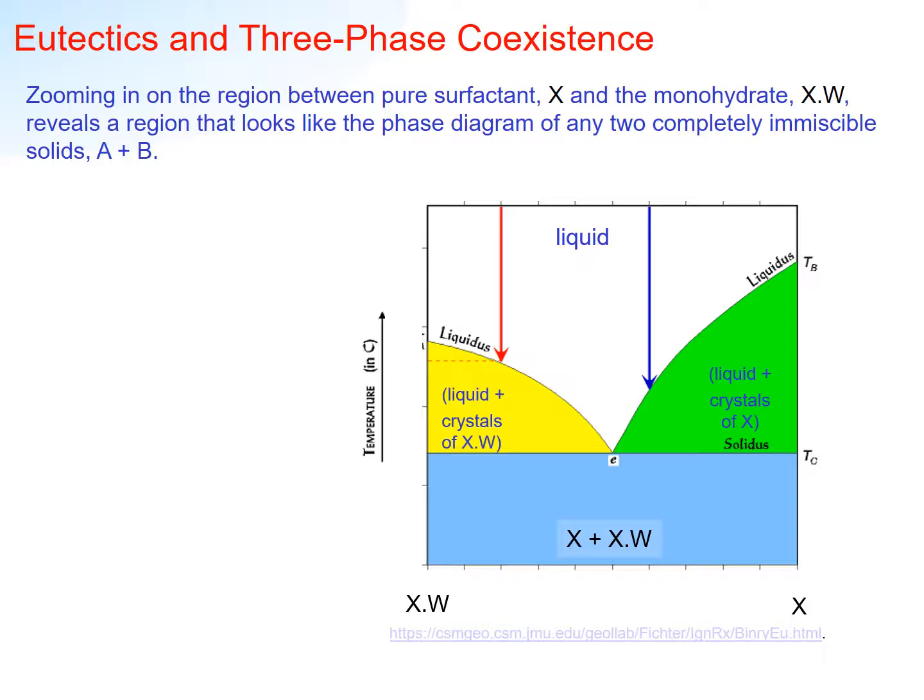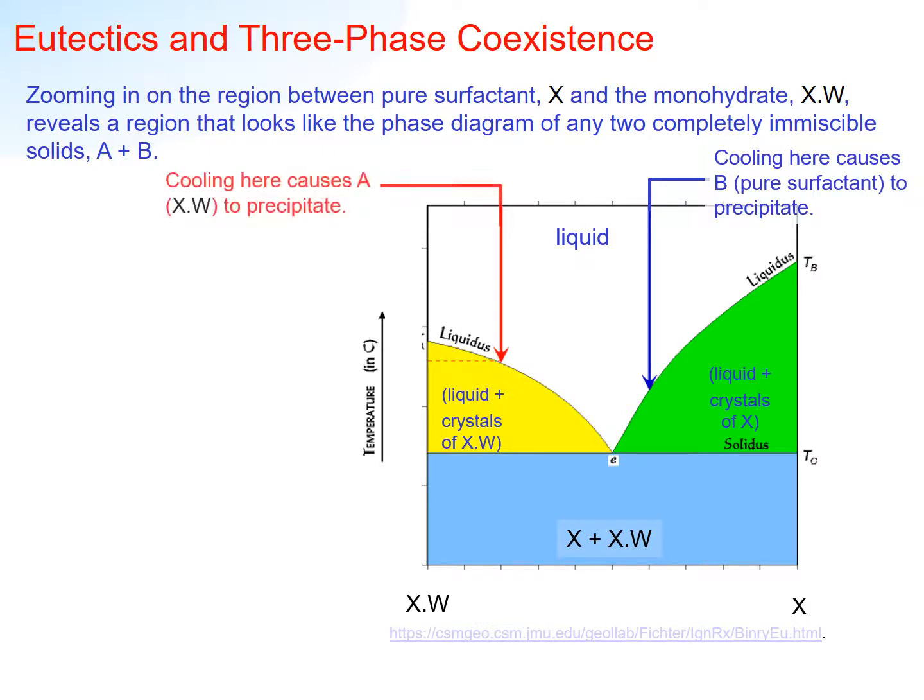What happens if we cool samples in the liquid at different compositions? If I cool the surfactant on the right-hand side of point E, then that will cause pure surfactant to precipitate and be in equilibrium with the remaining liquid. If, however, we're at a lower concentration, we're closer to the monohydrate in composition, then cooling causes the monohydrate to precipitate instead, and coexist in equilibrium with the remaining liquid.